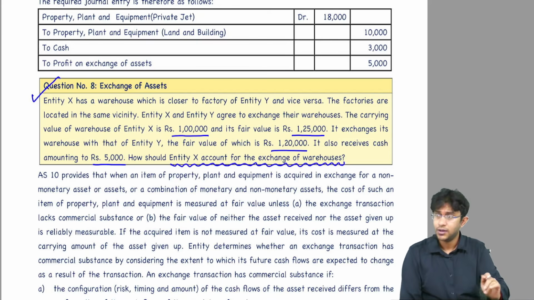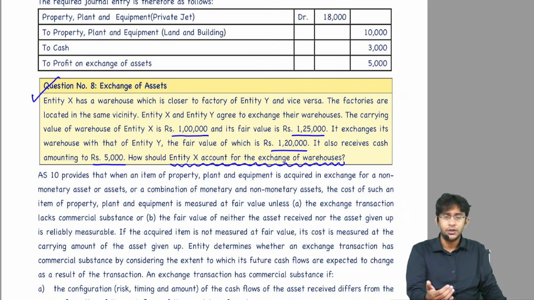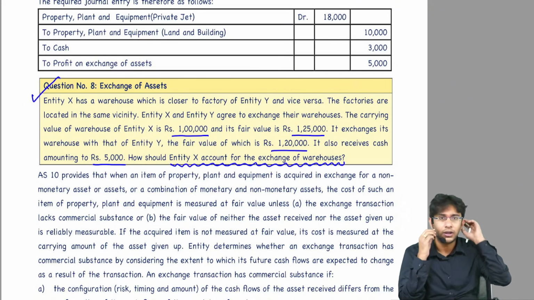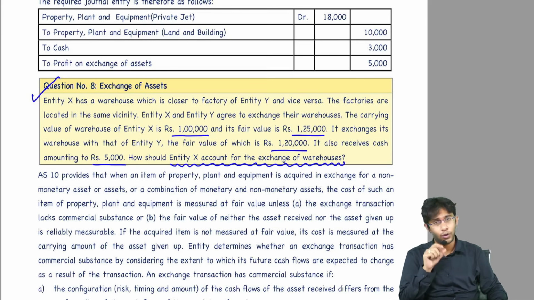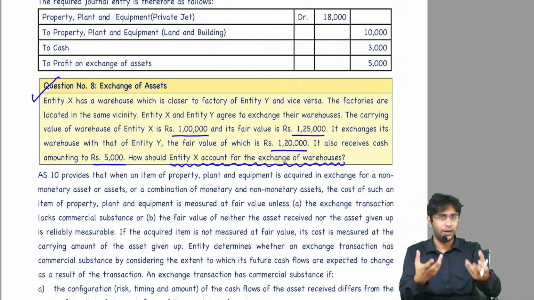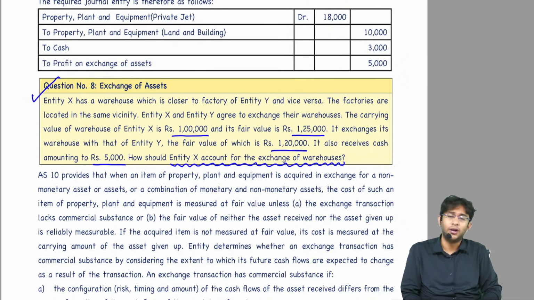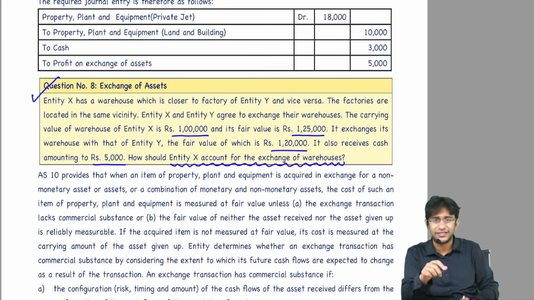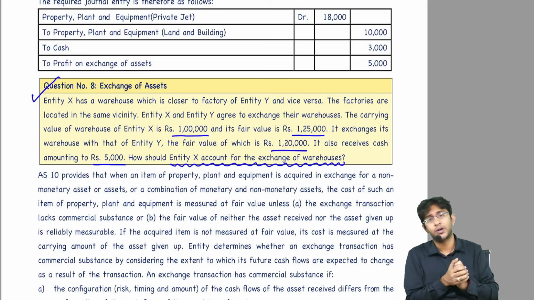First, you must understand the asset I am giving up, a warehouse, and the asset I am acquiring, a warehouse. They are both the same nature, same type of asset. Moreover, they are also located in the same area. That means the area is the same, so the building value must also be the same. The building purpose is anyway the same. That means whatever cash flows you would have generated with the warehouse you are giving up, more or less the same cash flows you will earn with the warehouse you are acquiring in the process of exchange. There won't be any significant difference in the cash flows from the warehouse given up versus the warehouse acquired. That means this transaction lacks commercial substance.